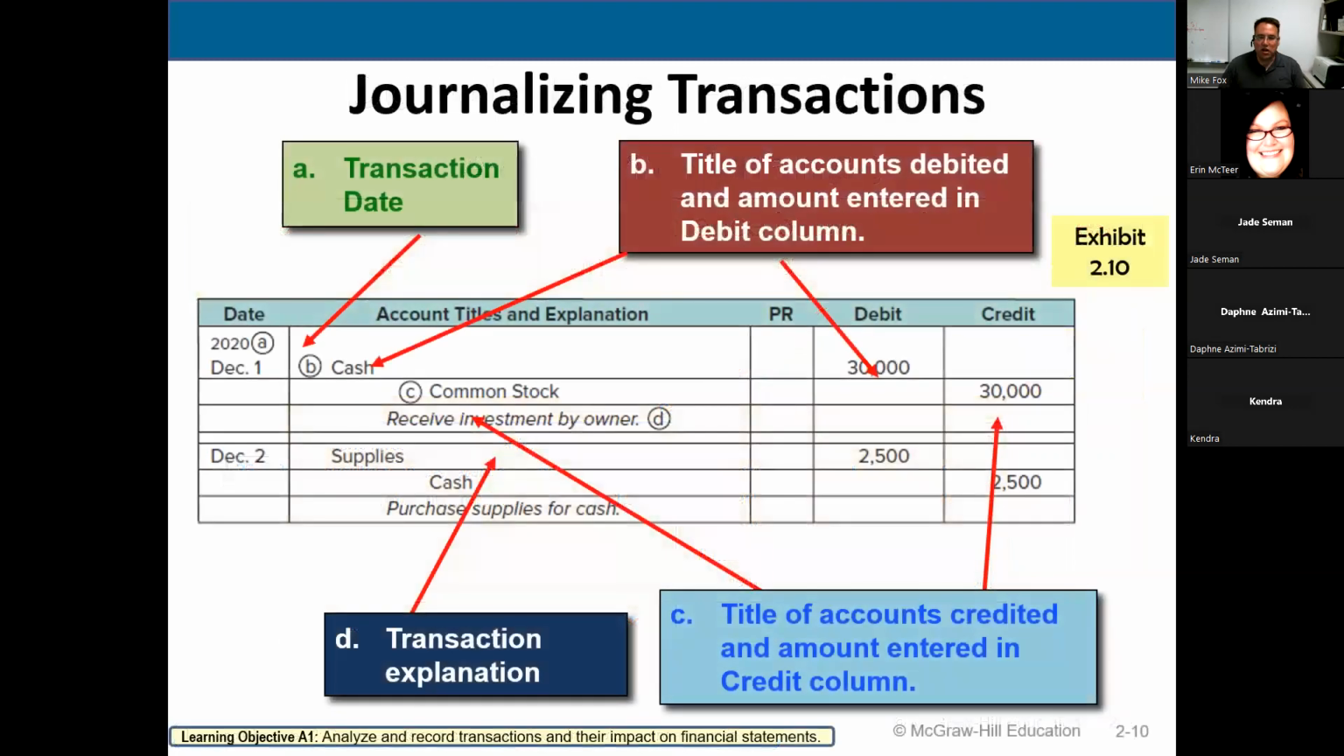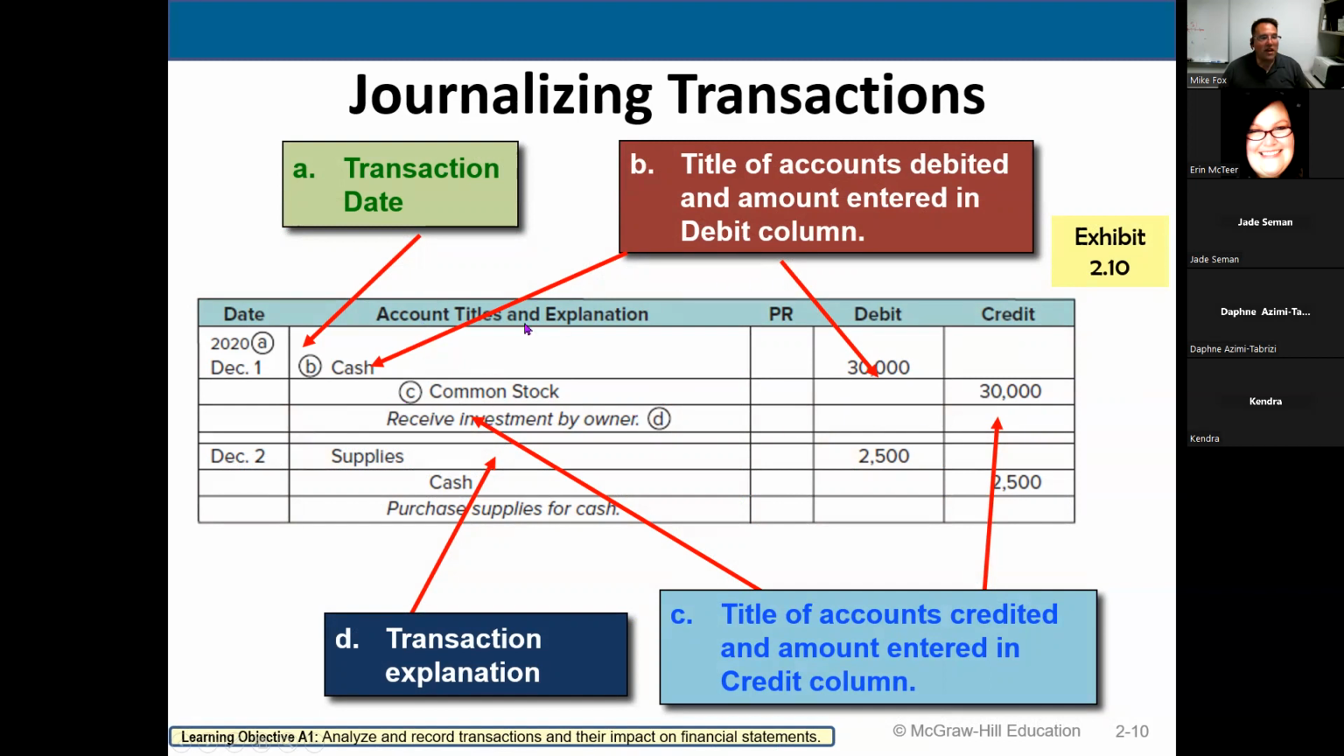All right, so this is what a journal entry looks like, with a bunch of red arrows, but this is still what a journal entry looks like. So this transaction, it looks like the owner put $30,000 into the business in exchange for common stock in the business. We're showing a debit to cash, and you'll see that we always put the debit entry first, and then we're showing a credit to common stock, and we always put the credit entry second.